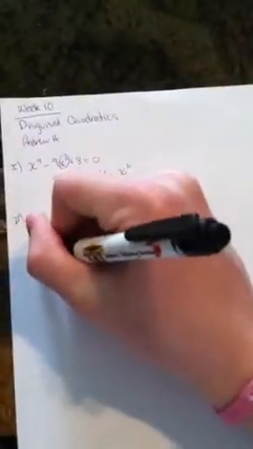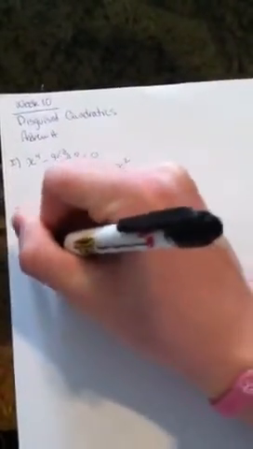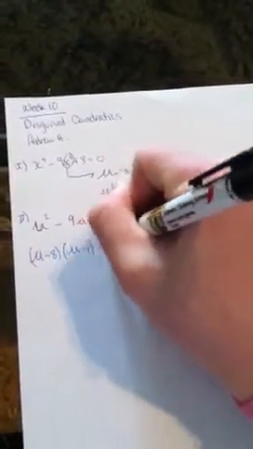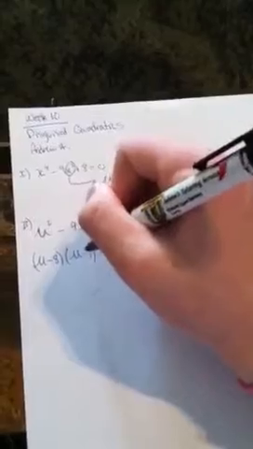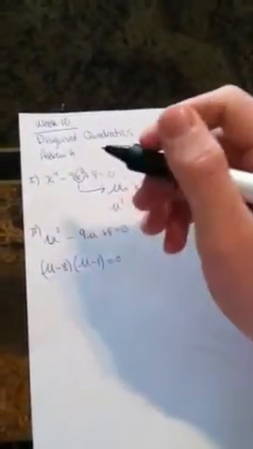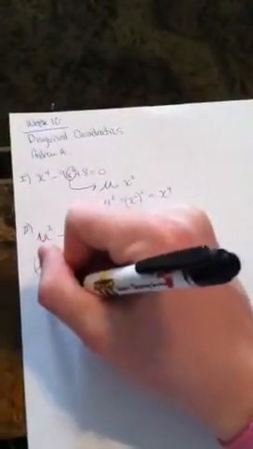So we'll get u minus 8 and u minus 1 is equal to 0. And if we would FOIL this, we would get the trinomial u squared minus 9u plus 8. Now, from this we know that u equals 8 and u equals 1.